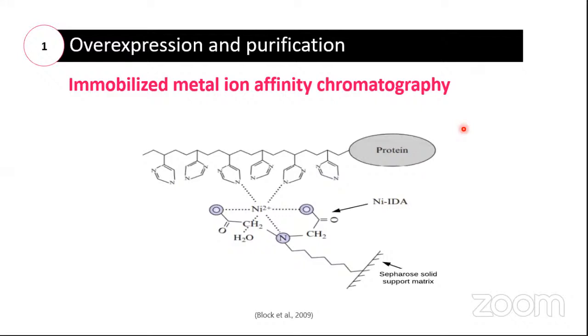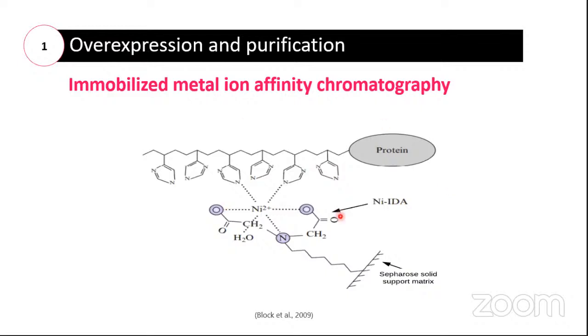With regards to purification, the protein obviously needs to be purified to be characterized, because we want a homogeneous solution for setting up crystals. The first step was immobilized metal ion affinity chromatography. In this type of chromatography, the column is lined with a Sepharose solid support matrix, which is covalently bonded to a chelating agent, such as iminodiacetic acid. What this does is it chelates a metal ion, as you can see over here. And then the protein has a hexahistidine tag encoded into it, so it makes dative covalent bonds with the metal that has been chelated by the chelating agent.